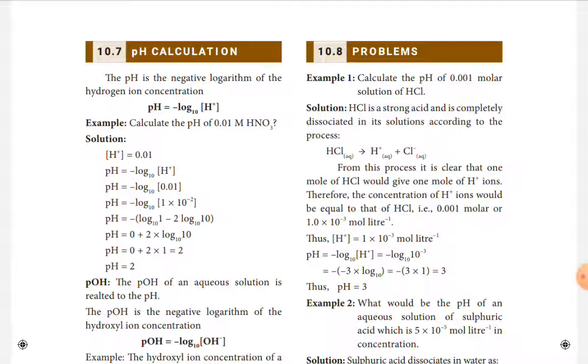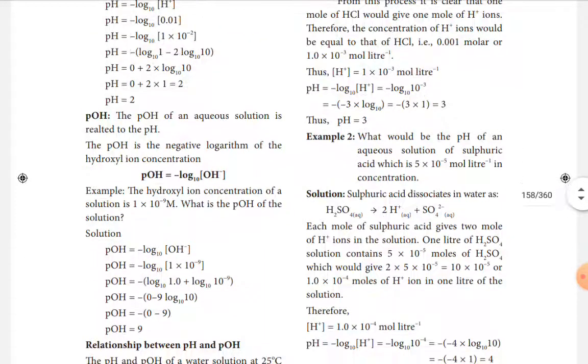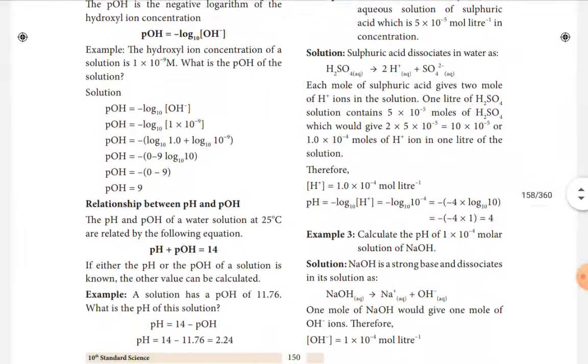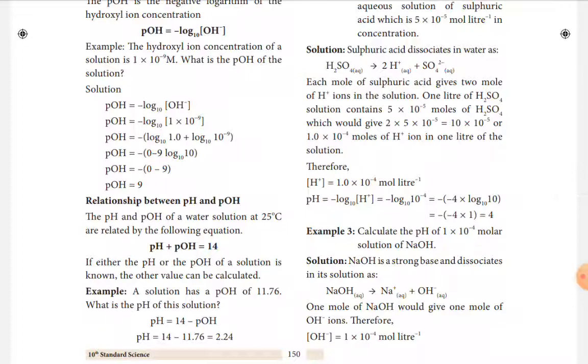Then the pH calculation. I posted video clippings; go through them, observe and understand the pH calculation. pH is the negative log of hydrogen ion concentration: pH = -log10[H+]. At the same time, pOH is the negative log of hydroxyl ion concentration: pOH = -log10[OH-]. Then the next formula: pH + pOH = 14. These are the three important formulas to calculate the pH value.